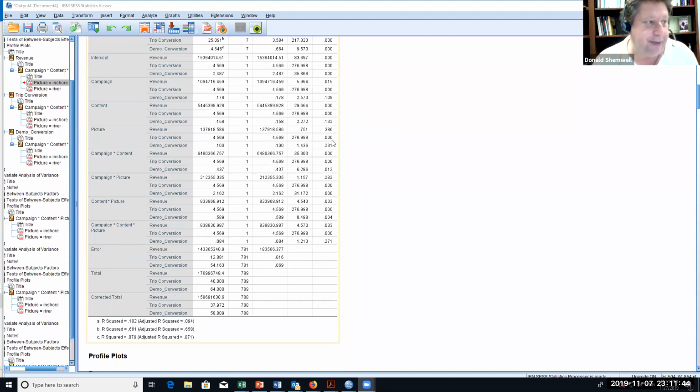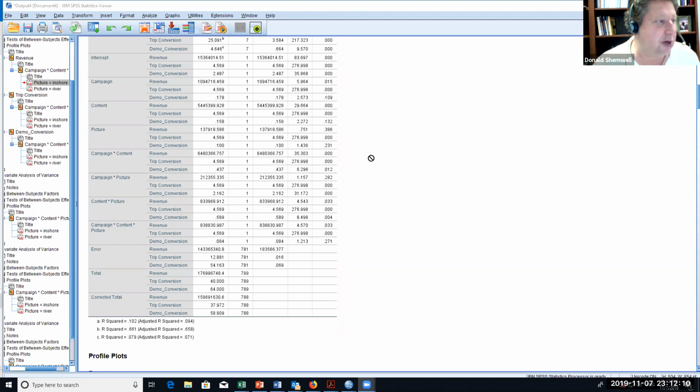Even something like picture, one of those two pictures, we can't tell from here. We don't have beta coefficients. You've got to look at the pictures. One of those two pictures generates more trip conversions than the other, and you've got to figure that out for me. Some of them are kind of close. They're significant and kind of close, and if you miss it, I'll kind of let it go, but that's what the main effects are. Now, let's look at the interactions.